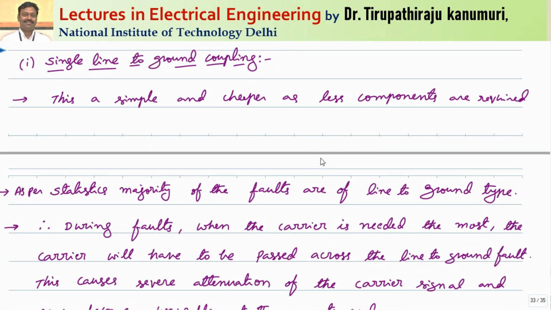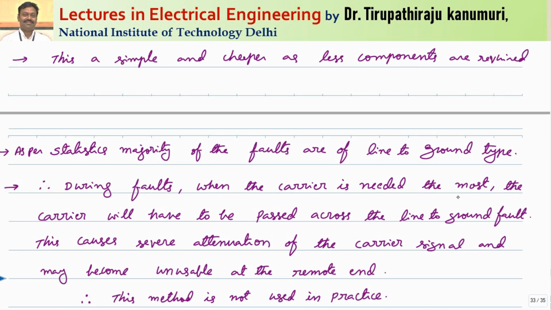Now coming to the single line to ground coupling, we have seen this is the simplest and cheapest one, as fewer components are required and we have to do it for only one phase. But as per the statistics, the majority of the faults that happen in your line are line to ground faults only. We discussed in lecture number 1 the statistics of different types of faults, and there we saw the majority of the faults are line to ground faults only.